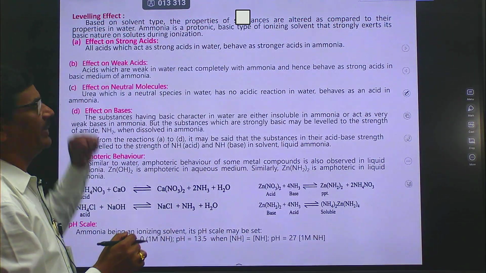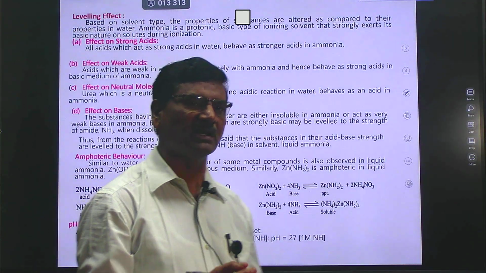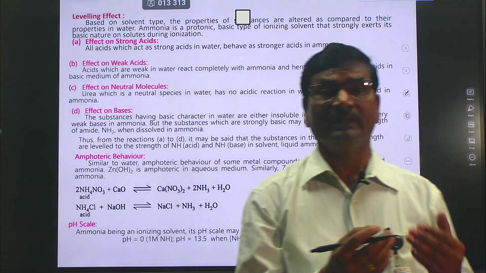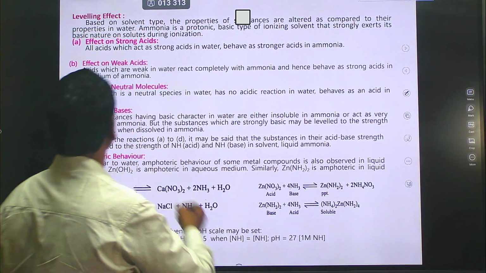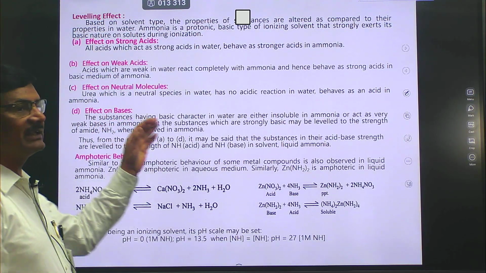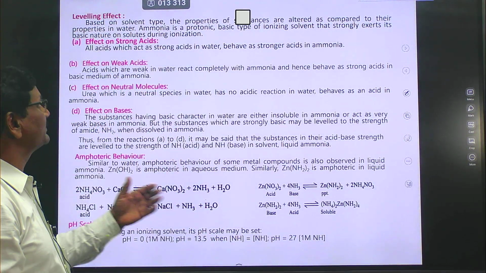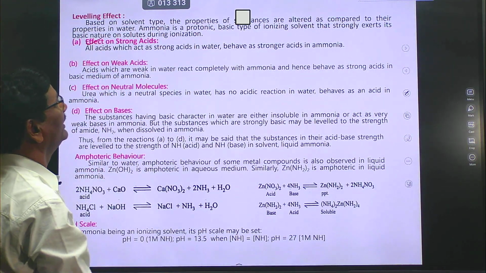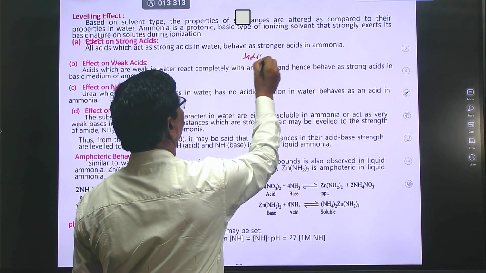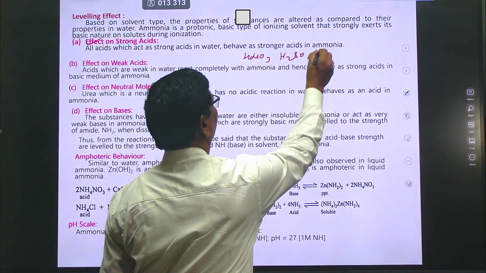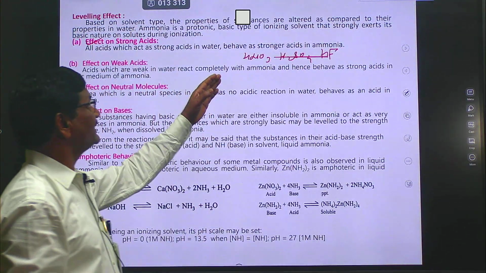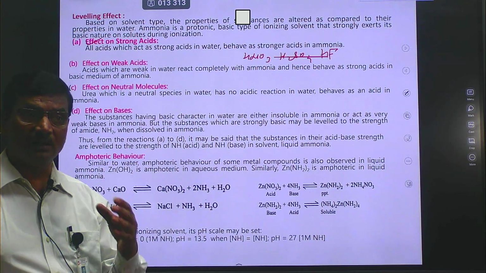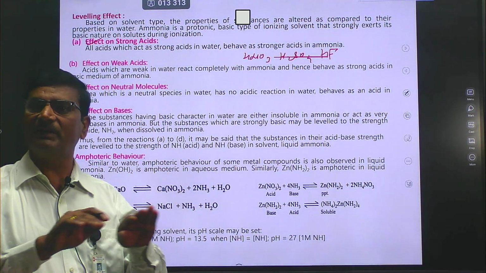And what is meant by the leveling effect in liquid ammonia? The leveling effect is when an acid acting as a weak acid in water acts as a strong acid in liquid ammonia. For example, take the effect of strong acids like HNO3 (nitric acid), H2SO4 and HF. These are strong acids in water, and they also act as strong acids in a non-aqueous solvent like ammonia. That's why the level is maintained.